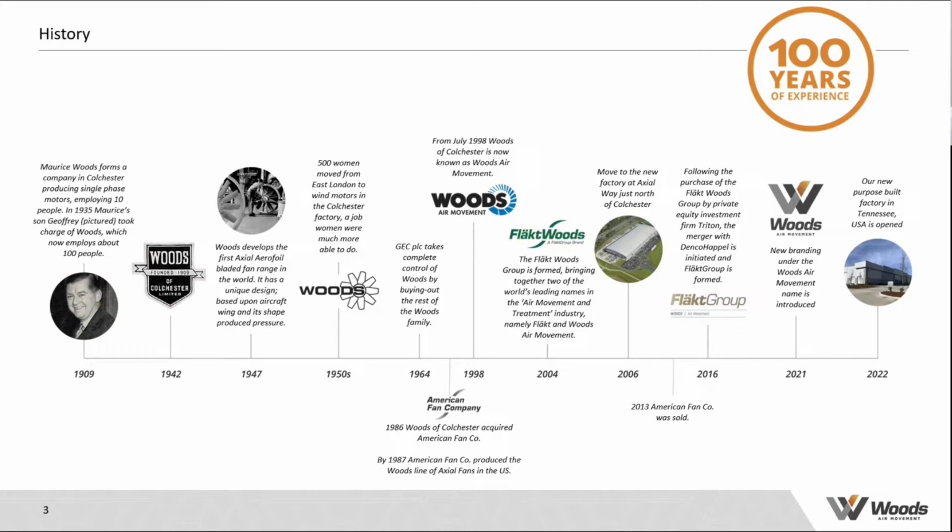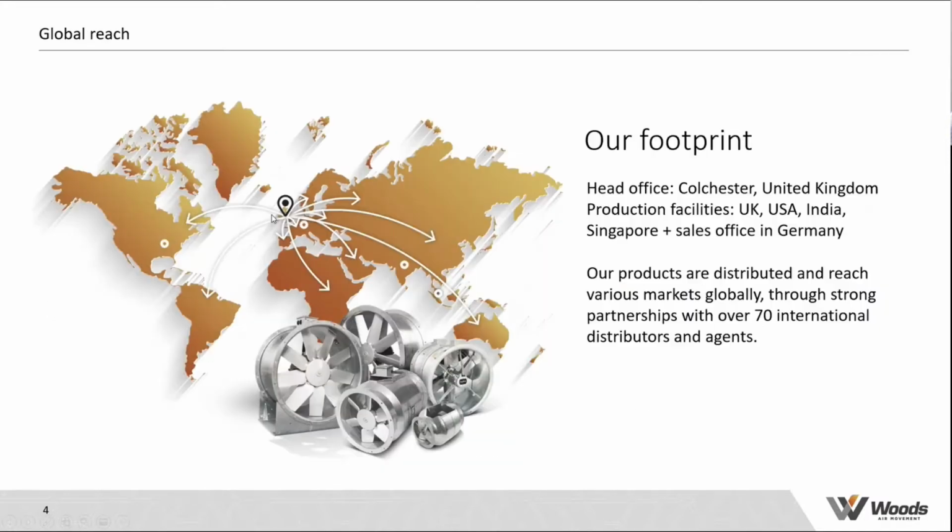Following from there, the company went through several acquisitions and mergers. It was merged with Flact and became Flact Woods, which is an air treatment company merged with the air movement side. And then in 2013, the American Fan part of our business was sold off, which was when Woods lost its presence within the US market. And it's now very exciting times for us as we're opening the new plant in Tennessee, which I'll go through in a bit more detail.